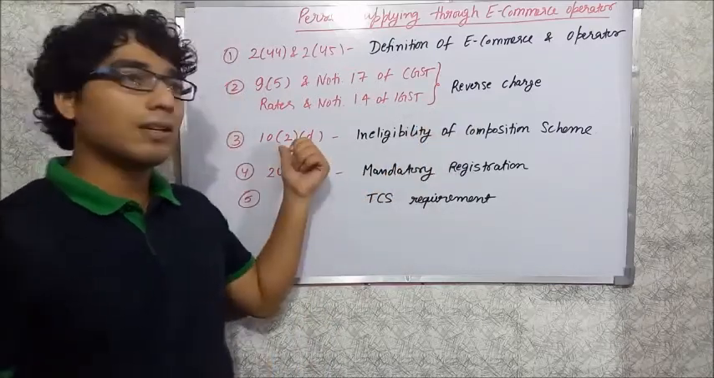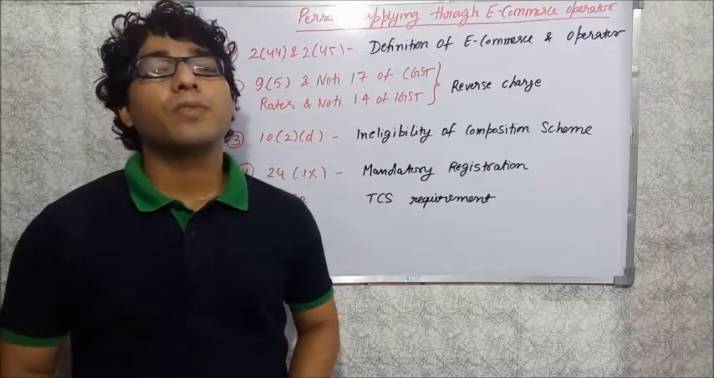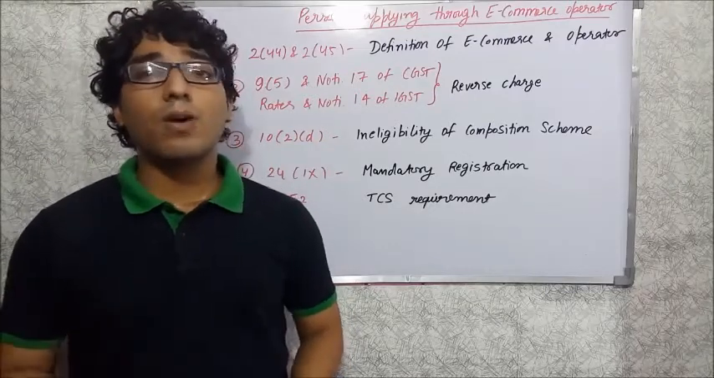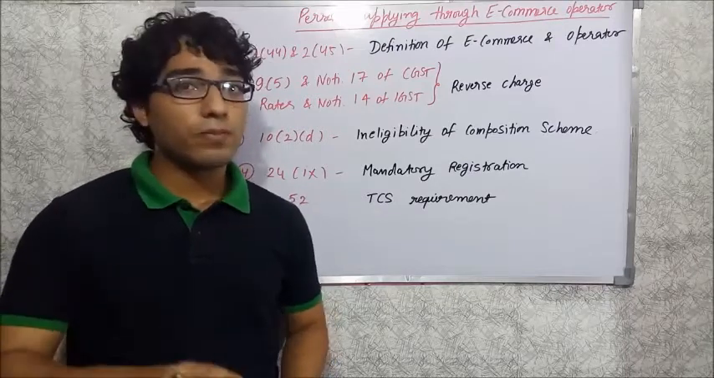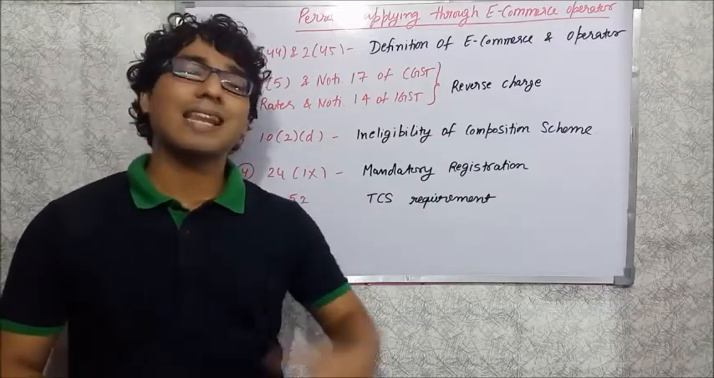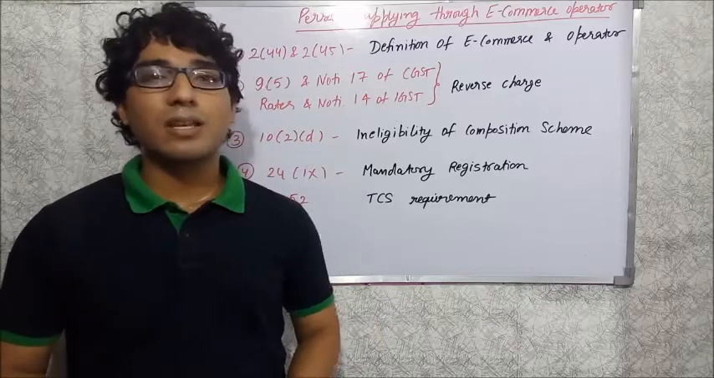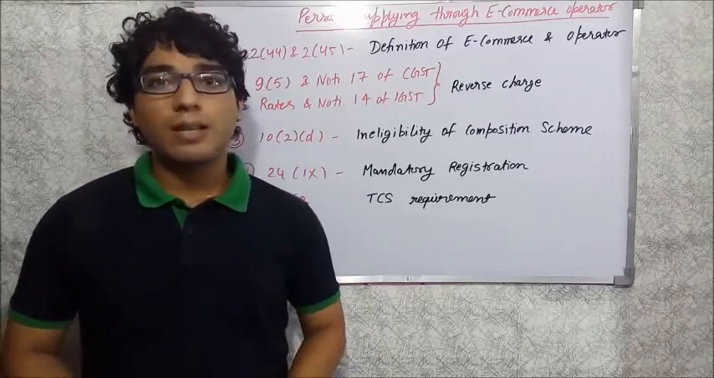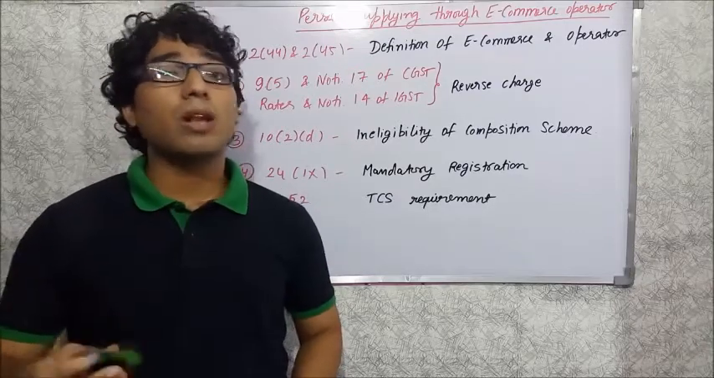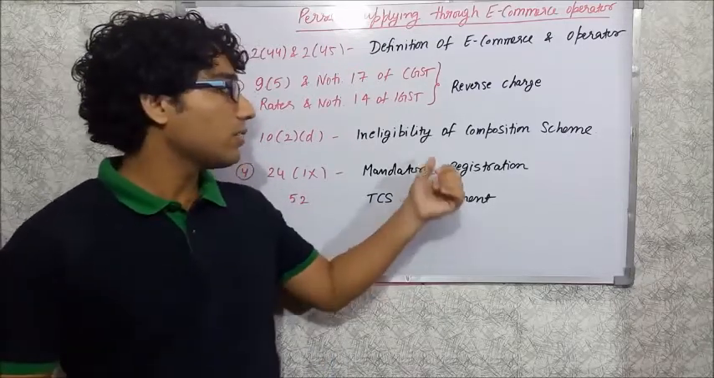Now the third one is section 10 subsection 2 clause D, which is regarding the ineligibility for the composition scheme. If you are a person supplying goods, not services, because services are already ineligible for the composition scheme, and you are supplying goods through the electronic commerce operator, then also you cannot avail the composition scheme.